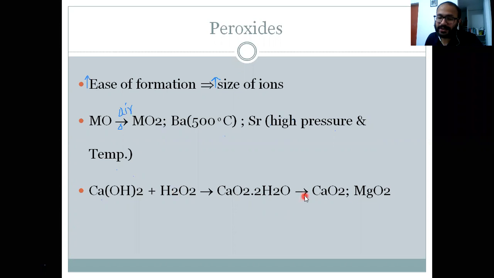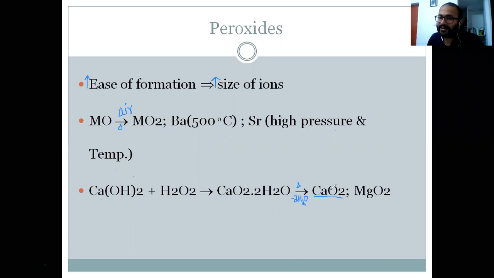Now, calcium peroxide is usually formed by this reaction. How it is done is that you take the hydroxide and you treat it with hydrogen peroxide to form a hydrated form of calcium peroxide, which on heating gets dehydrated by the loss of two water molecules. Okay, so you have the loss of two water molecules happening, and you get the corresponding calcium peroxide.